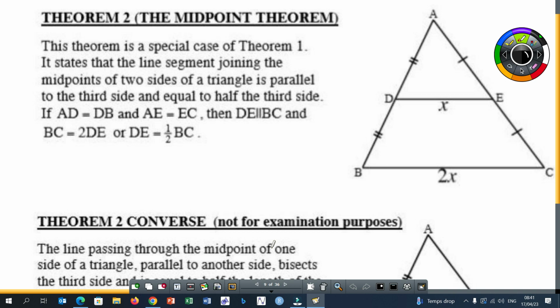You're introduced to the midpoint theorem. If a line is drawn in such a way that it joins the two midpoints of two sides of a triangle, you can conclude that the line is parallel to the third side and is equal to half the third side. We did that in grade 10. So this is the famous midpoint theorem. That's the diagram. If a line bisects two sides of a triangle, you can conclude that the line is parallel to the third side and is also half of the third side.